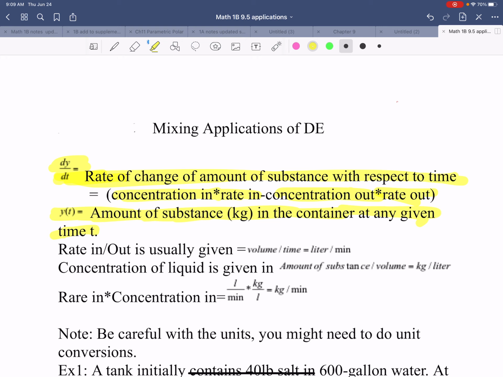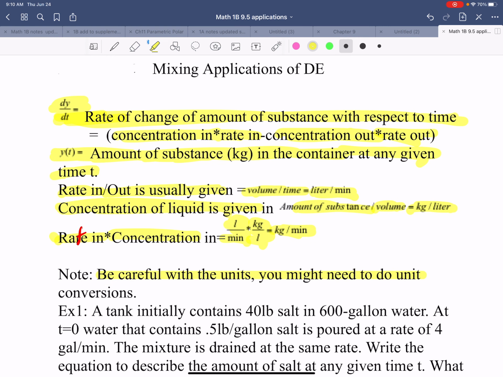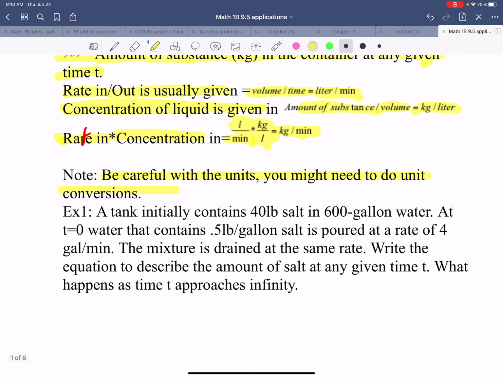Rate in and rate out are usually given in volume per time, which is liters per minute. The concentration of the liquid is given in amount of substance per volume, which is kilograms per liter. Rate in times concentration in is liters per minute times kilograms per liter, which is kilograms per minute. Be careful with the units. You might have to do unit conversion. Let's look at the first example.